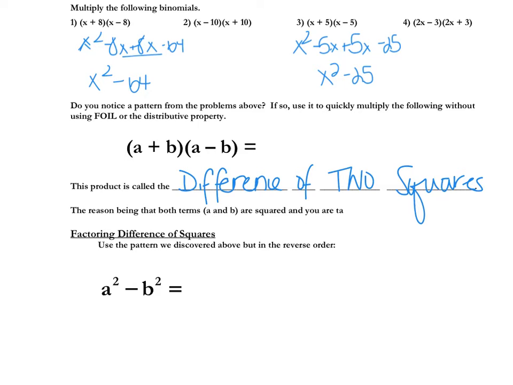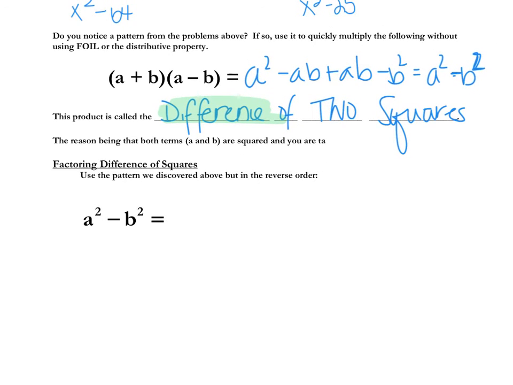And using just a and b, this would be a squared minus ab plus ab minus b squared. So this simplifies to a squared minus b squared. Now the big thing you need to remember is that this is the difference of two squares, not the addition of two squares, right? There's not a candy out there that's AOTs, there's only dots. So it's the difference of two squares, which means subtraction.